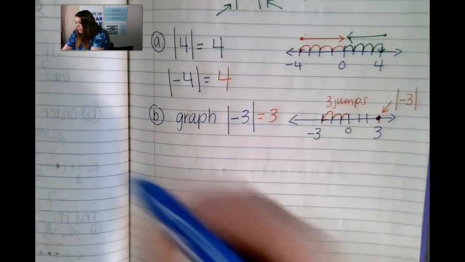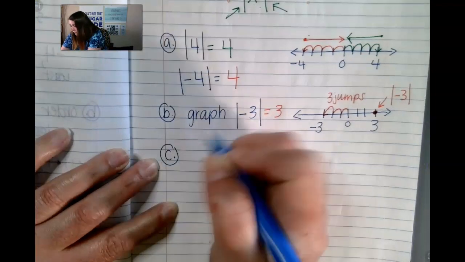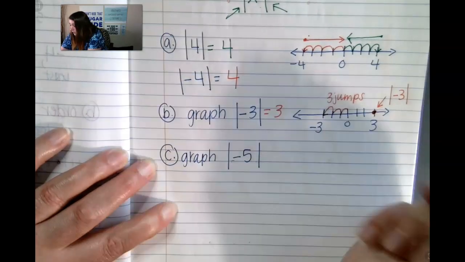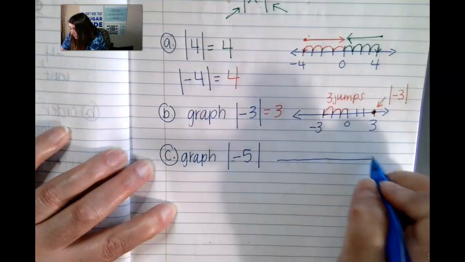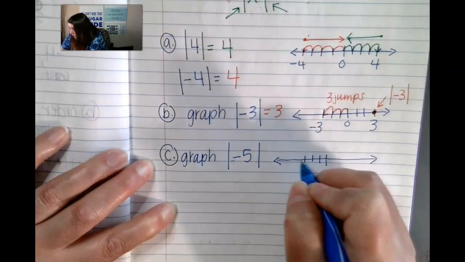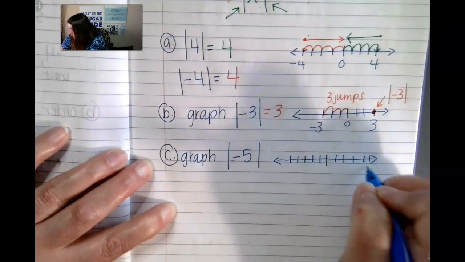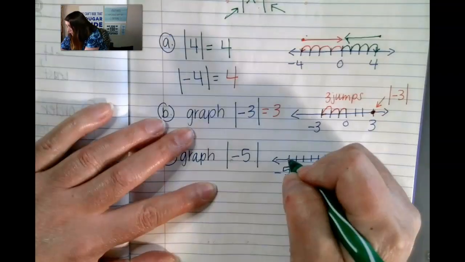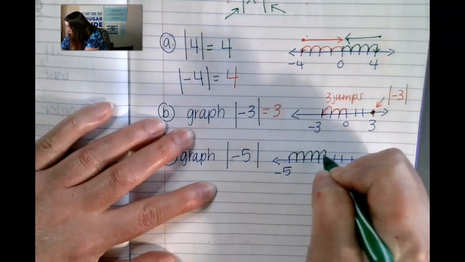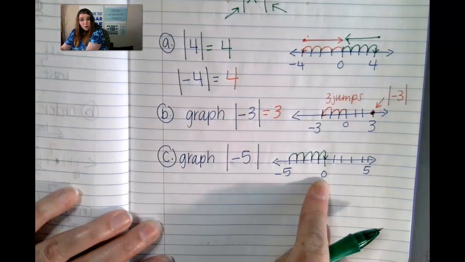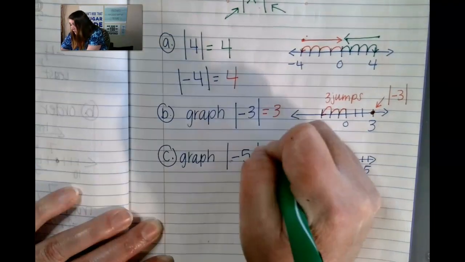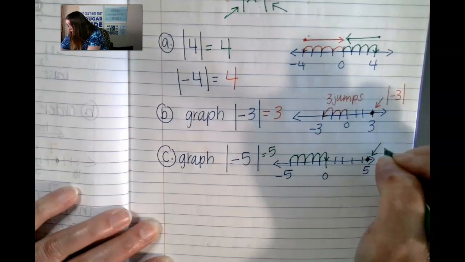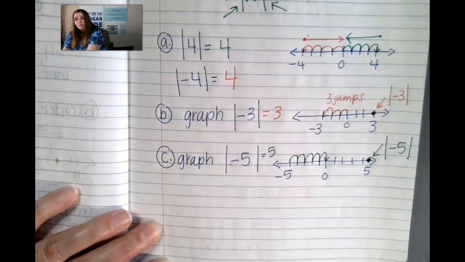Okay, so let's do another one. If it told me to graph the absolute value of negative 5, again, I'm going to make a number line, and I'm going to figure out how many jumps it takes to get to negative 5 from 0. So I'm going to start here, and I'm going to go 1, 2, 3, 4. It took me 5 jumps. That's how far away from 0 it is. So this equals 5. So I'm going to graph it by putting a dot on 5 and labeling it the absolute value of negative 5.